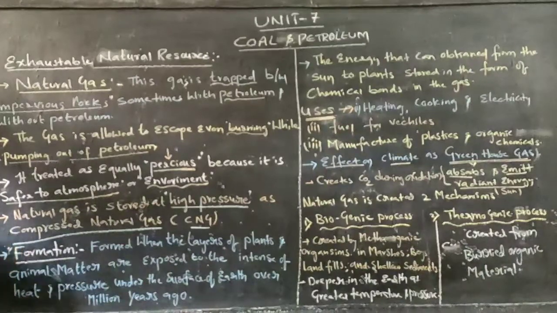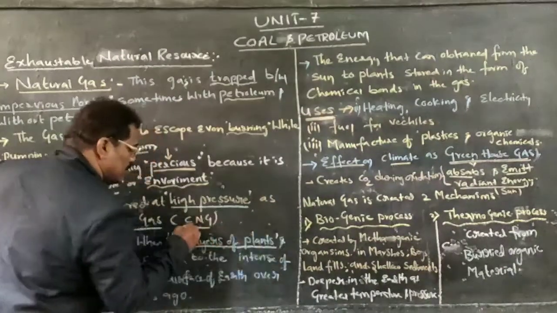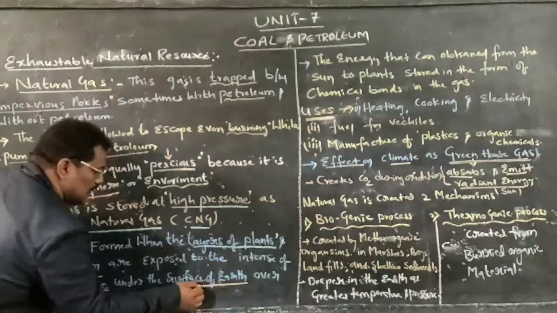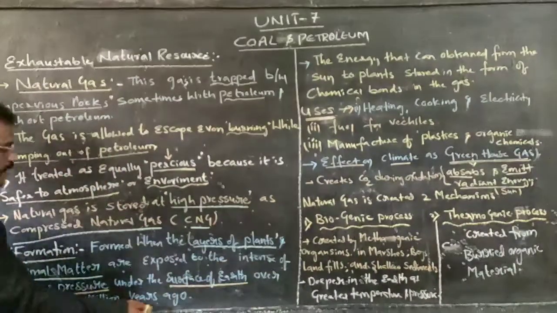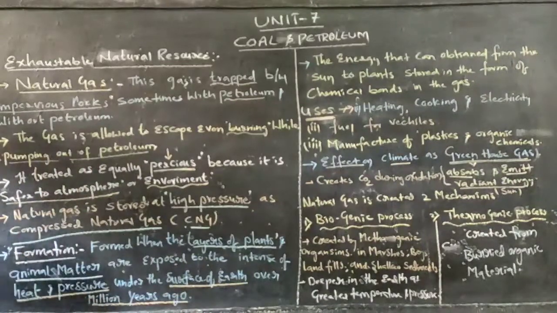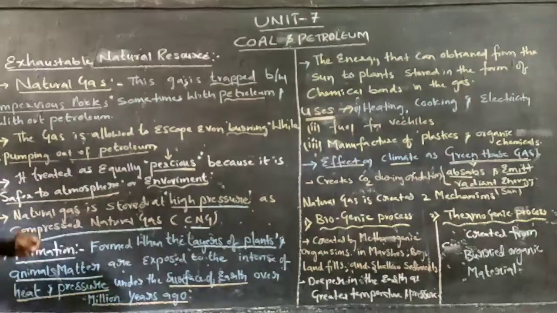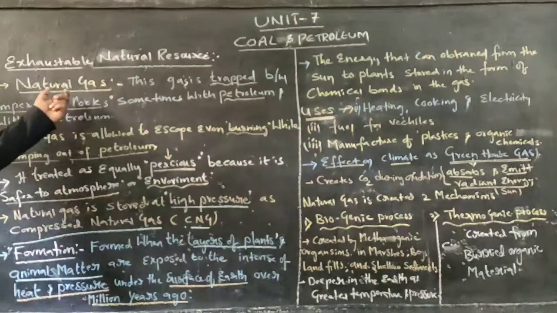And next one is what? How can this natural gas be formed? Natural gas forms when the layers of plants and animal matter are exposed to intense heat and high pressure under the deeper surface of the earth for millions of years. If that exists, then this natural gas can be formed.